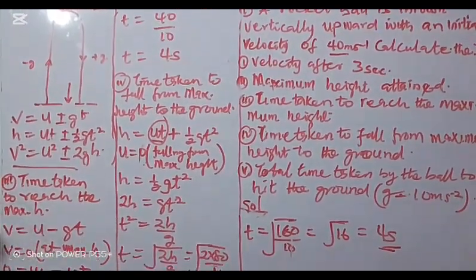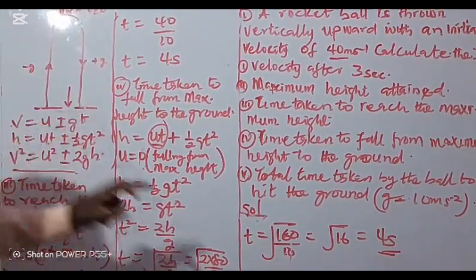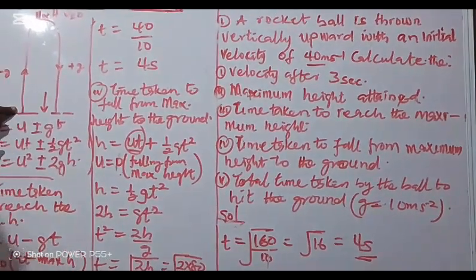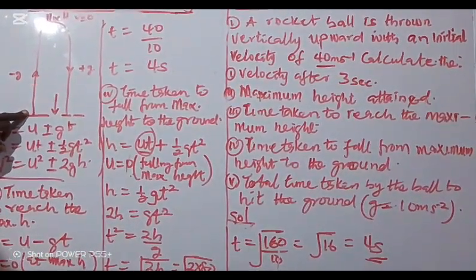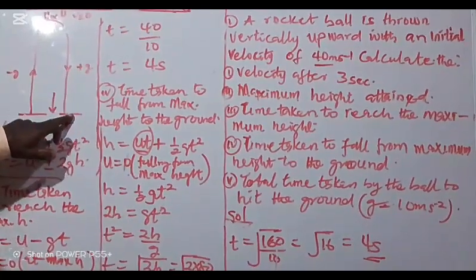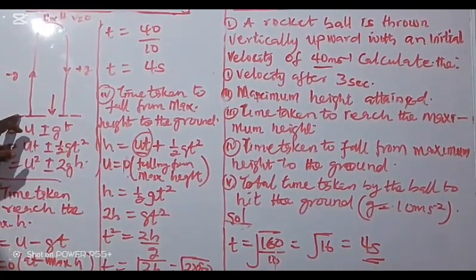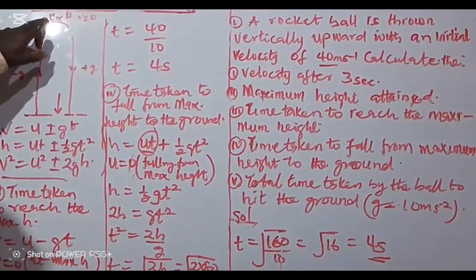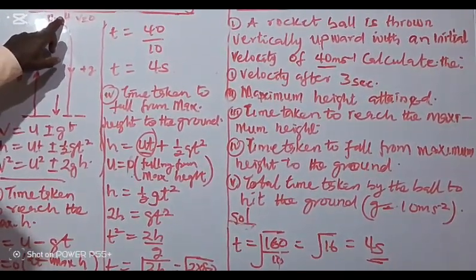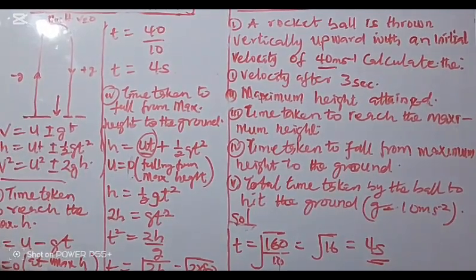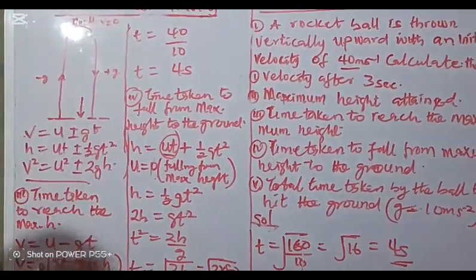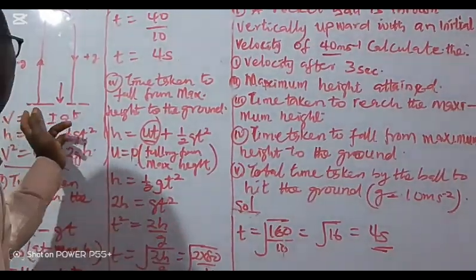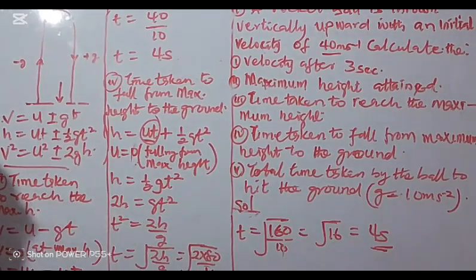At the same time, the time to fall from maximum height to the ground is also 4 seconds. It means when an object starts from this horizontal level, moves up and comes back to the same horizontal level, the time taken by the object to reach the maximum height will be equal to the time taken for the same object to fall from maximum height to the ground. That is 4 seconds to reach the maximum height, and to fall from maximum height to the ground, the same 4 seconds, once the motion is under the same horizontal level.